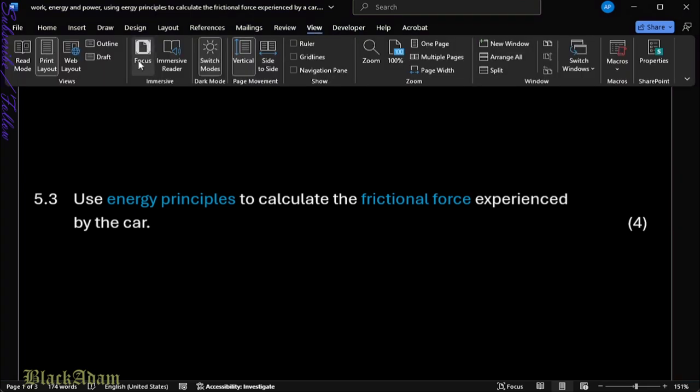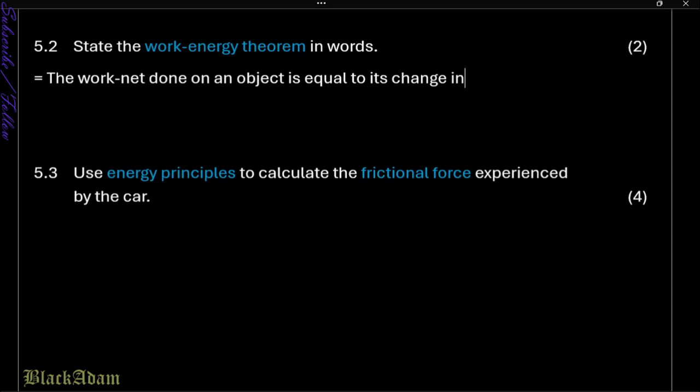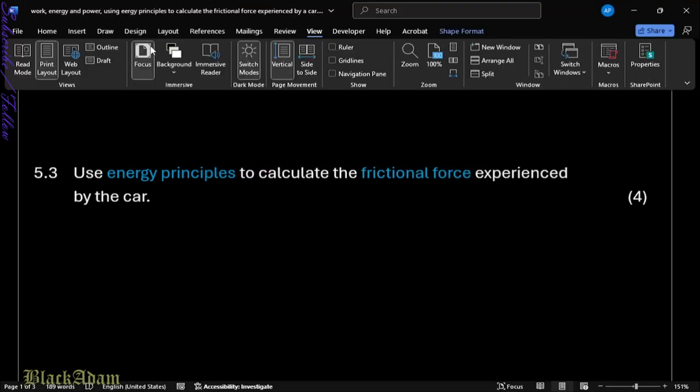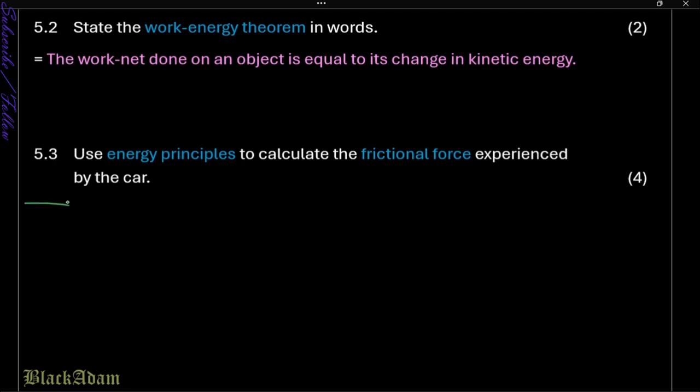And we look at the statement of the work energy theorem. The net work done on an object is equal to its change in kinetic energy. So that's the meaning of the work energy theorem. That's how it's stated. The next question is, use the energy principle to calculate the frictional force experienced by the car.